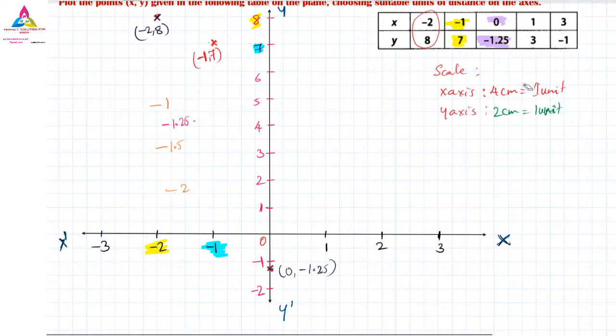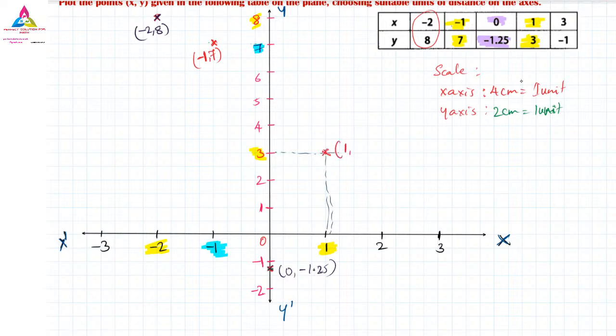Now next one is 1 and 3. Where will 1 and 3 lie? The x-axis is 1, the y-axis is 3, positive 3 over here. So it lies in between them. If you join like this way, they meet at this point. This point is nothing but 1, 3.